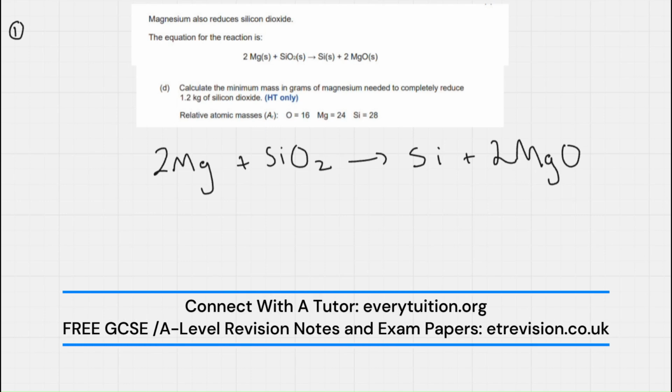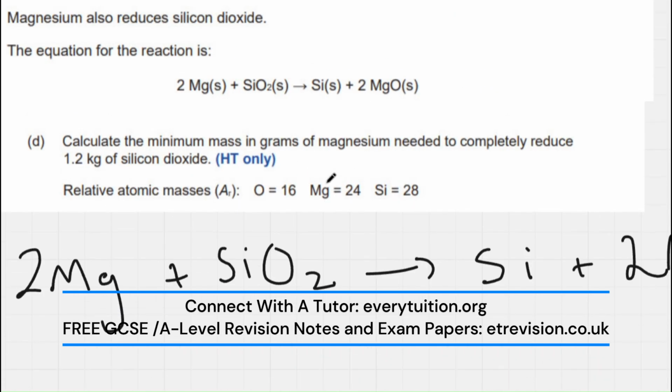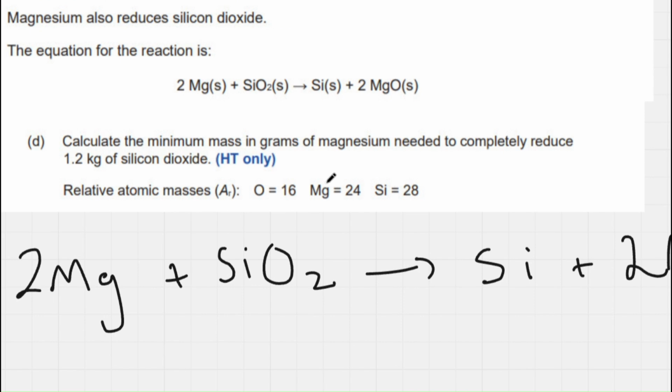Hello and welcome to another video on quantitative chemistry, where today we will be answering a question in amount of substance, where we are being asked to find out and calculate the minimum mass in grams of magnesium needed to completely reduce 1.2 kilograms of silicon dioxide.